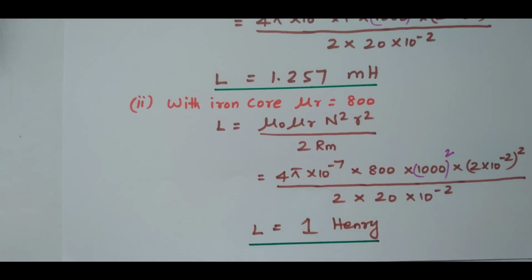Right? So now we got the value of inductance with air core and iron core with a mu r value of 800. So in this video, we discussed the inductance of solenoid, inductance of toroid, and 2 problems based on the toroid. Thank you all.